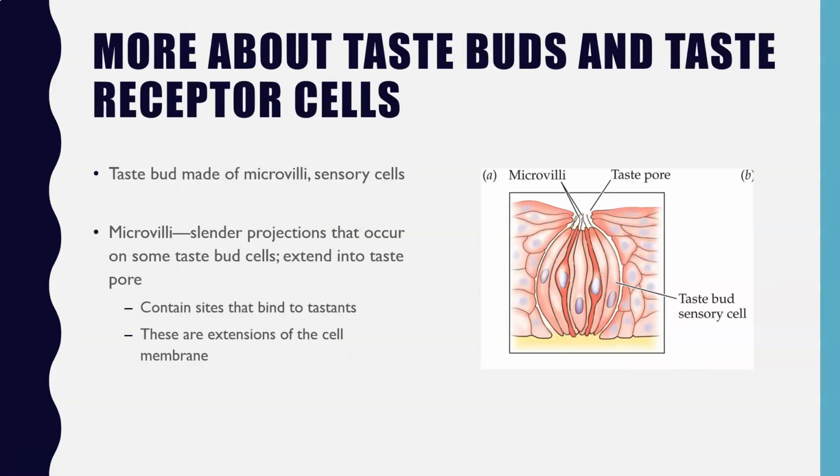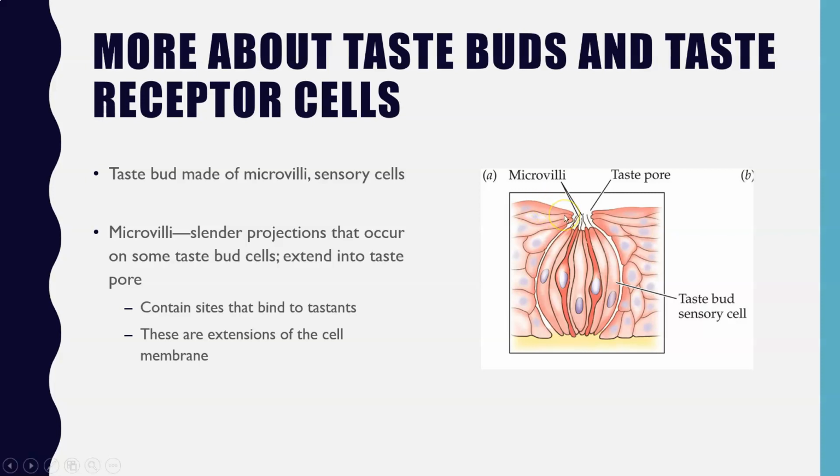Now, let's talk a little bit more about taste buds and taste receptor cells. So a taste bud itself is made up of groups of microvilli, which you can see here, and taste receptor cells, sensory cells. So here we have some taste bud sensory cells. We also have some microvilli. Microvilli are slender projections that occur on some of the taste bud cells, and they do extend into this little opening that's called the taste pore.